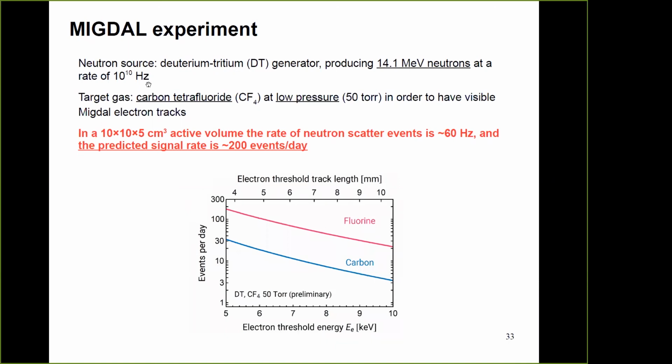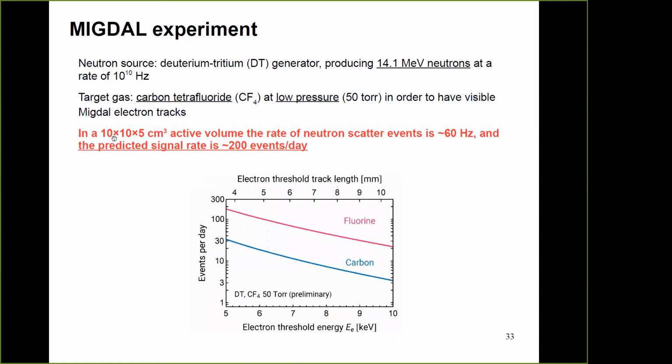To give more details, the neutron source in this case is a deuterium generator, which produces 14 MeV neutrons at quite a high rate. The interest of having this source is the high rate of 10 to the 10 neutrons per second. The target gas is CF4. The reason for that is that it scintillates, and we want to have an image of the track. And in order to be able to have a visible Migdal electron track, we need low pressure. So this gas is at quite low pressure.